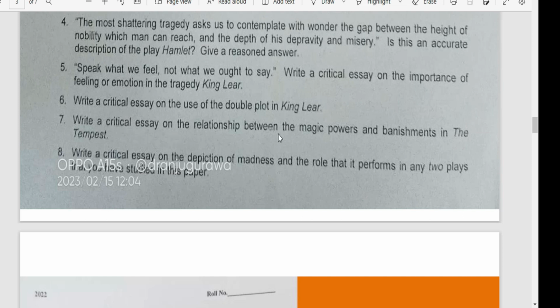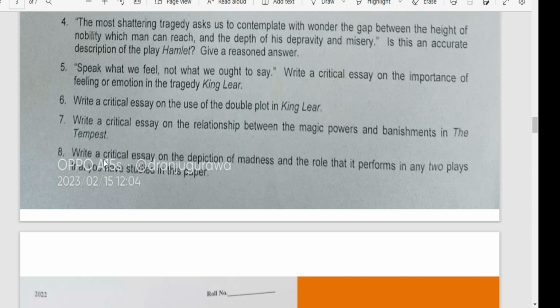Write a critical essay on the importance of feeling or emotion in the tragedy King Lear. Write a critical essay on the use of the double plotting in King Lear. Write a critical essay on the relationship between magic, power and banishment in The Tempest. Write a critical essay on the depiction of madness and the role that it performed in any 2 plays which are prescribed in your syllabus.